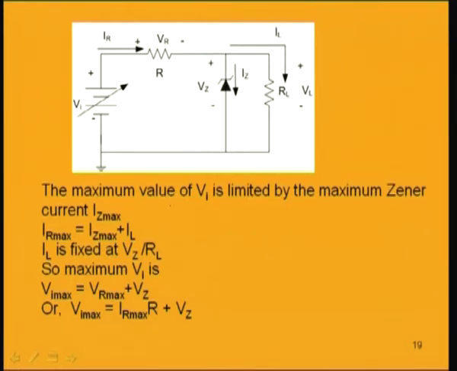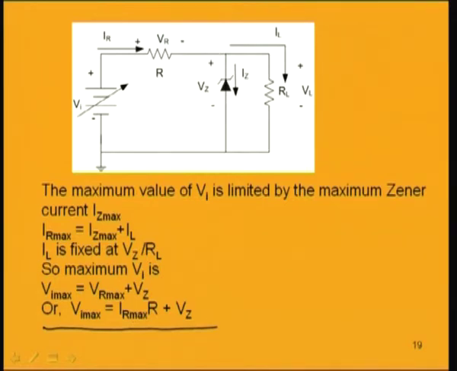So, for that I Z max, what will be the I R max? That is, maximum current I R will be I Z max plus I L. Since this voltage is constant and the resistance is also constant, V L by R L is constant, we are not changing the load. So, I L is constant. So, I R max is equal to I Z max plus I L. As I L is fixed, the maximum V I is equal to V R max, that means the maximum voltage across this resistance, plus V Z. Maximum voltage across this resistance occurs when maximum I R flows, that is I R max into R. So, I R max into R plus V Z will be the V I max.